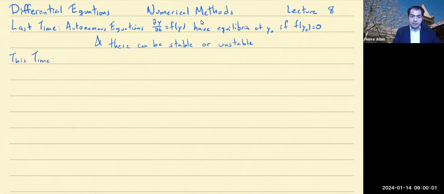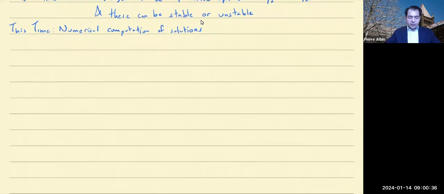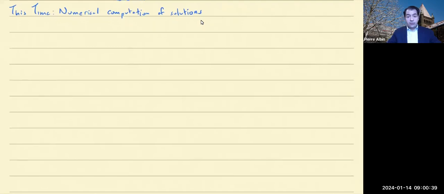This time, we want to talk about the numerical computation of solutions. So you have a differential equation. You might or might not be able to solve it explicitly, in the way of getting a formula for y. But in any case, you want to have a numerical solution. You want to actually compute, say on a computer, the solution to the differential equation. So we've seen something for this already when we talked about slope fields.